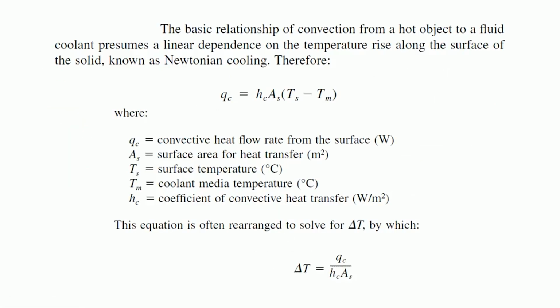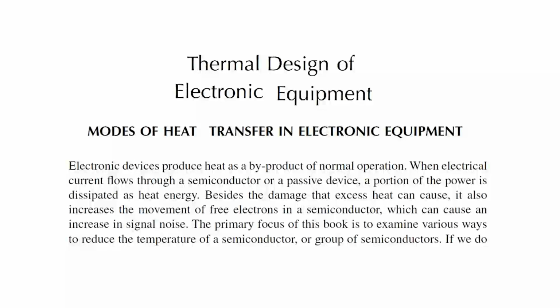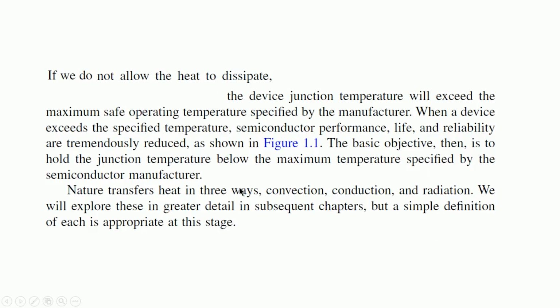So, I will go back to the starting point. Nature transfers heat in 3 ways: convection, conduction and radiation. So, if you see all the heat sinks which I have been showing, I will pick on one more heat sink. You have seen all these fins. The way heat is transferred to the ambient is invariably, the most important thing is convection, and no radiation.